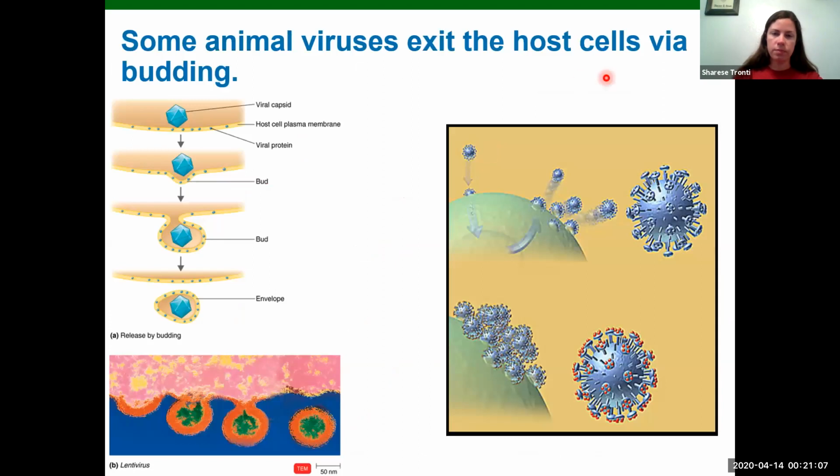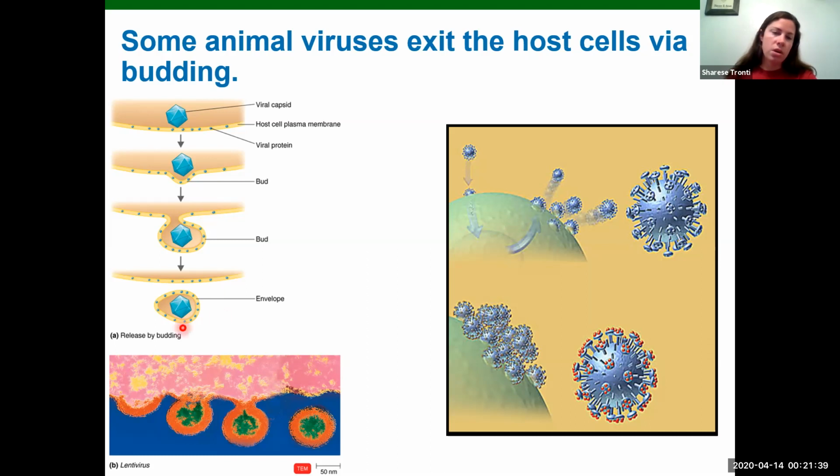So we've talked about lysis, right? That's where the cell membrane will burst and release all of the virions out. But there are some viruses that will exit the cell differently, and we call that budding. So instead of just bursting the host cell, they will instead bud out. And we generally will see these in enveloped viruses.